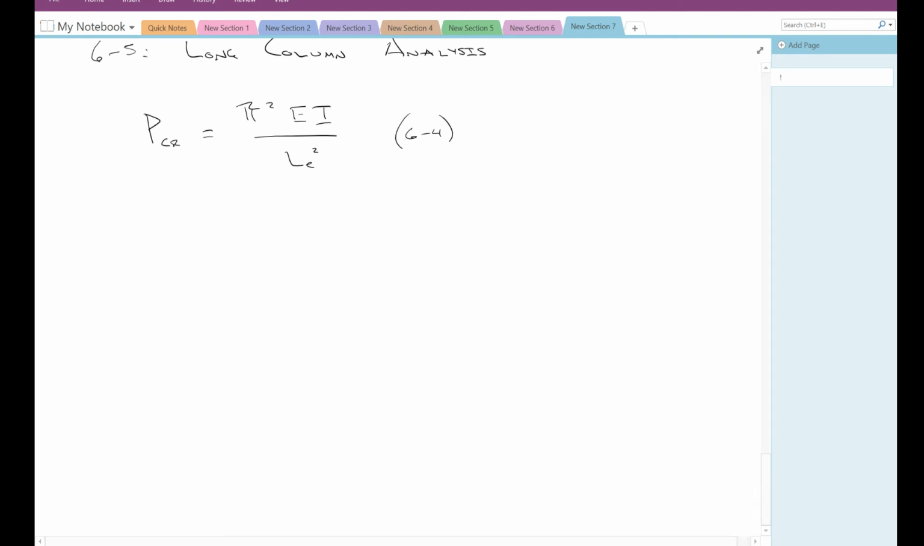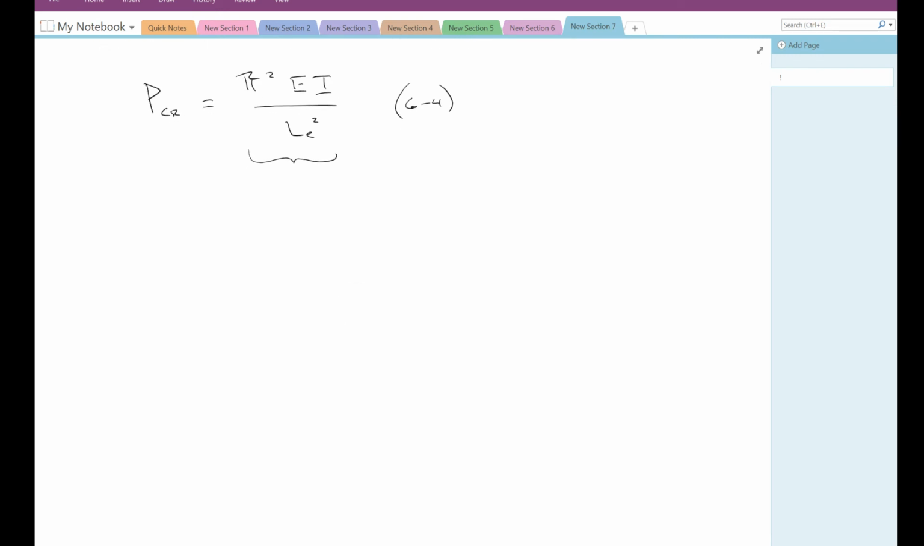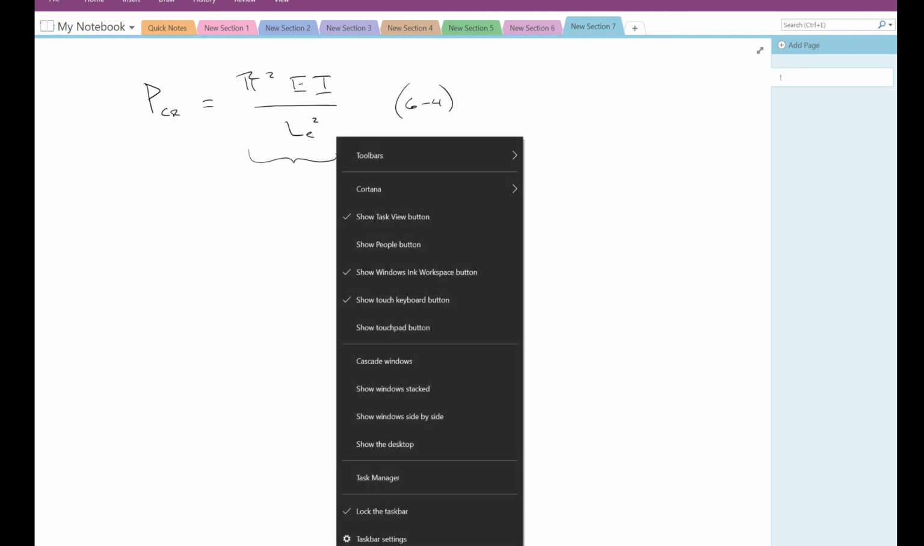Right? So notice that in this equation, on the right-hand side, we are not considering the strength of the material. It's all based on the geometry of the material and the modulus of elasticity. So it's all material properties and geometrical properties of our design. So the objective of a design problem is to specify the size and shape of a column that can carry a certain load. Right?